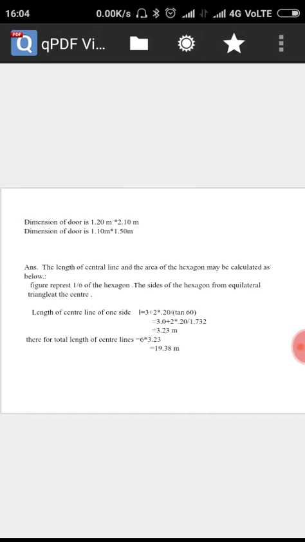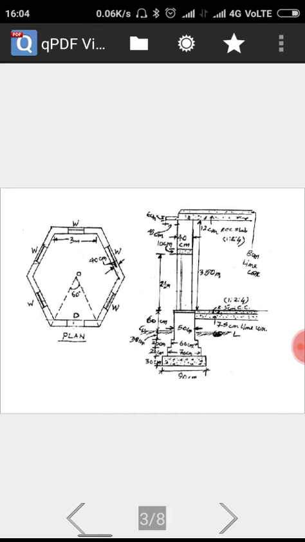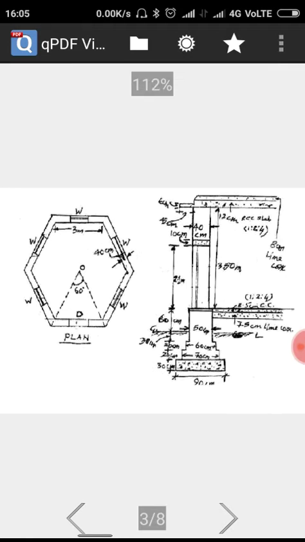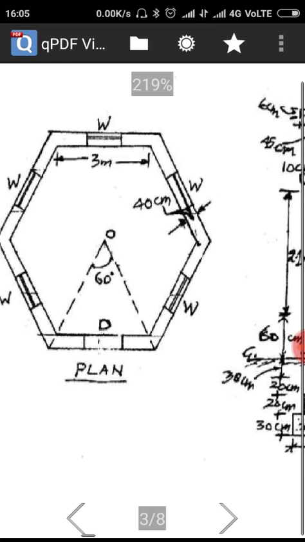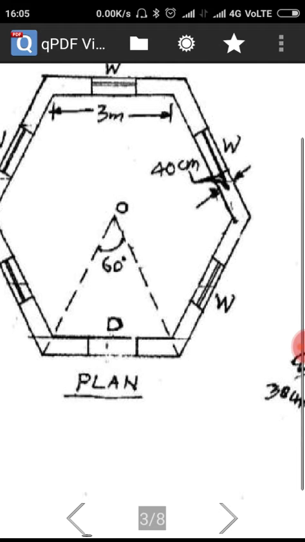The length of the center line and the area of the hexagon may be calculated as below. The figure represents 1/6 of the hexagon. The sides of the hexagon form an equilateral triangle at the center. It is this triangle by which we can calculate the center line. This center line portion shows one portion of this hexagonal part.